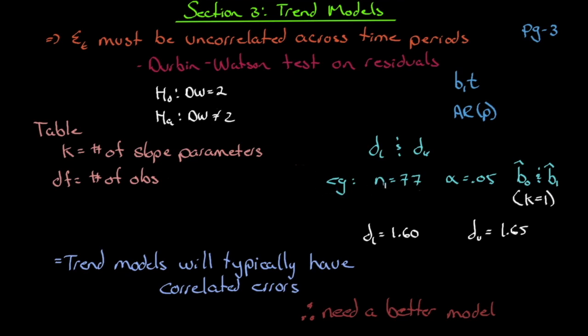So let's just take an example. Let's say we have 77 observations testing at a 5% level, and we estimated a regression with B0 and B1. So here our K is 1 because we have 1 slope parameter and the other is just an intercept. 2 regression parameters, 1 slope parameter. When we go to the tables, and I'll show you in the next screen, we'll find a lower and an upper value for the Durbin-Watson statistic of 1.6 to 1.65.